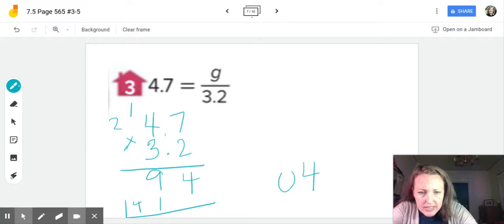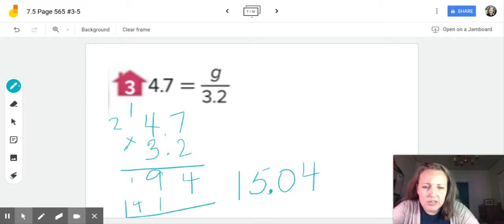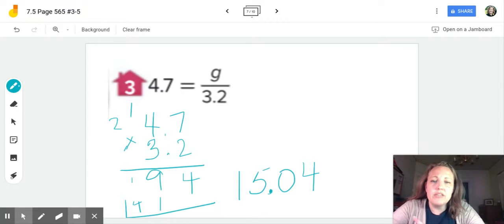9 plus 1 is 10. 4 plus 1 is 5 and 1. And I have 2 decimal places to move over, right? So my answer is 15 and 4/10. I think that's right. Is that what I got when I worked that out? Yeah. 15 and 4/10. There's no units there, okay?